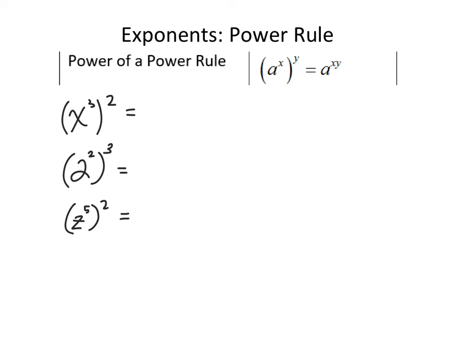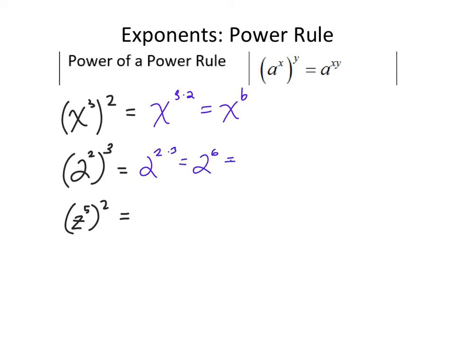Looking at this first one, we have x to the third power, which we can also say x cubed, raised to 2. So it'll be x raised to 3 times 2, which comes out to x raised to 6. Next, 2 squared raised to 3. This one will actually multiply 2 and 3 again. 2 times 3, which is 2 raised to 6.